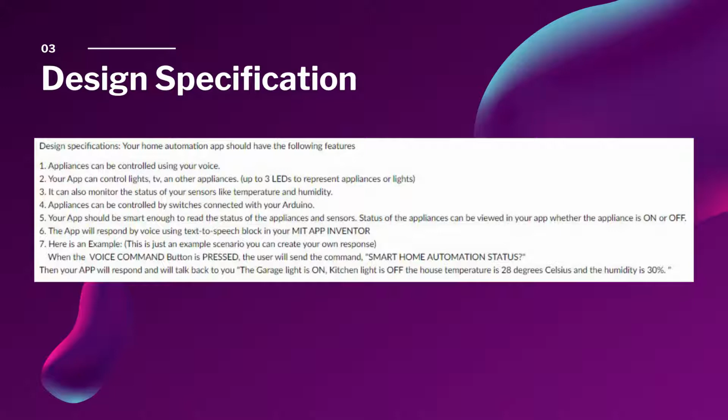The application will respond by voice using the text-to-speech block in your MIT App Inventor. So for example, when the voice command button is pressed, the user will send the command "smart home automation status." Then the app will respond and will talk back to you: the garage light is on, kitchen light is off, the house temperature is 28 degrees Celsius, and the humidity is 30%.